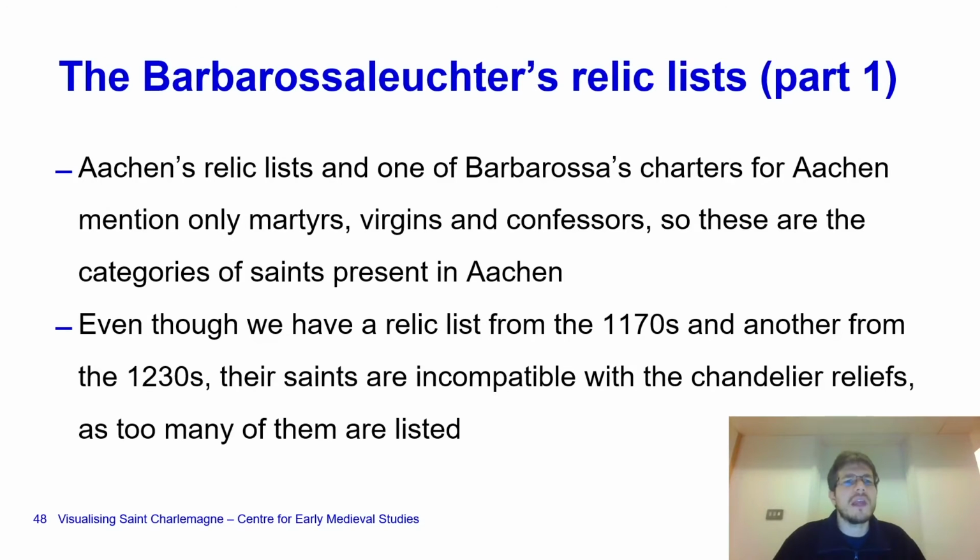Now, Aachen's relic lists and one of Barbarossa's charters for Aachen mention only martyrs, virgins, and confessors, so these are the categories of saints present in Aachen. So these are definitely present. And even though we have a relic list from the 1170s and another from the 1230s, their saints are unfortunately incompatible with the chandelier reliefs, as too many of them are listed. So we cannot say, oh, these saints are on the list, therefore these are the saints who are on the chandelier. The relics, we do not know who they actually were.